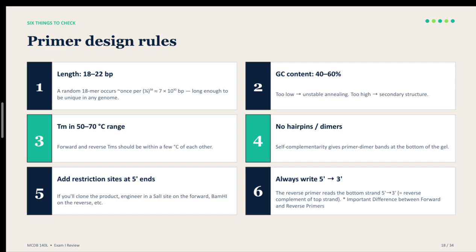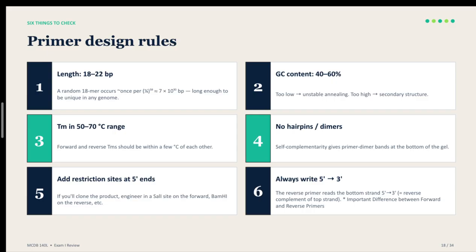Rule 4, no hairpins or dimers. You don't want self-complementary strands, because you can get secondary structure formation, which becomes really troublesome. Then they'll show up as low molecular weight bands on the gel as primer dimers and these different complexes, which doesn't give you a very good representation of what you're seeing.